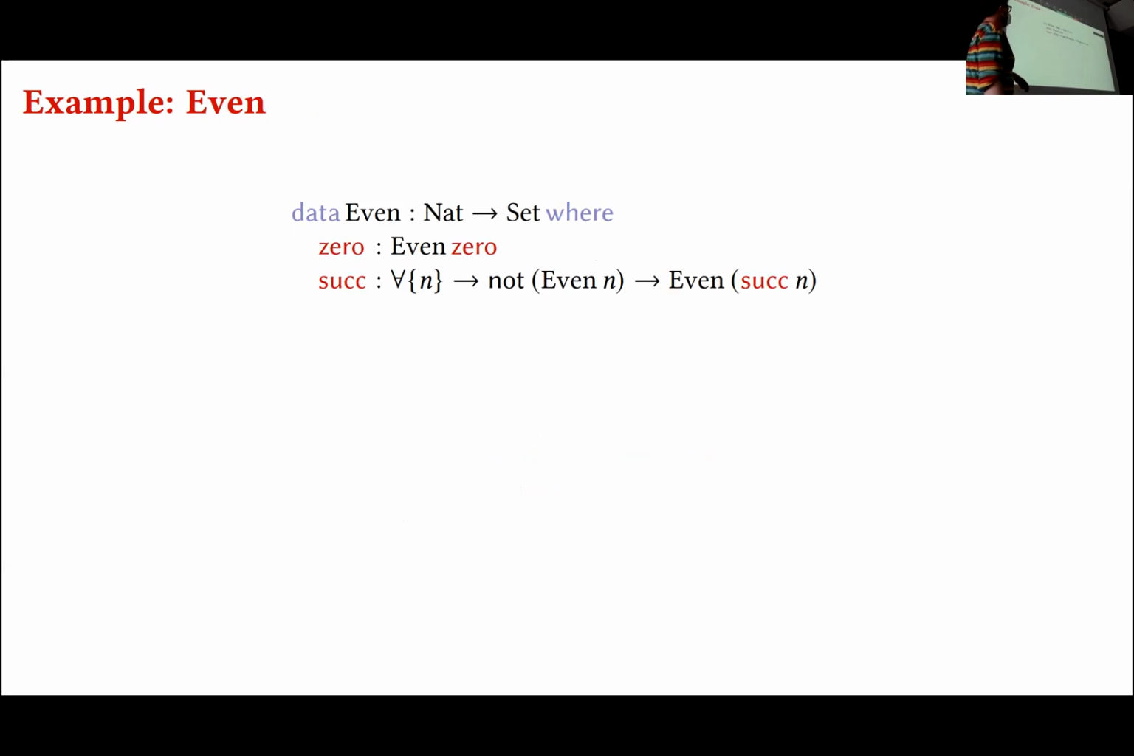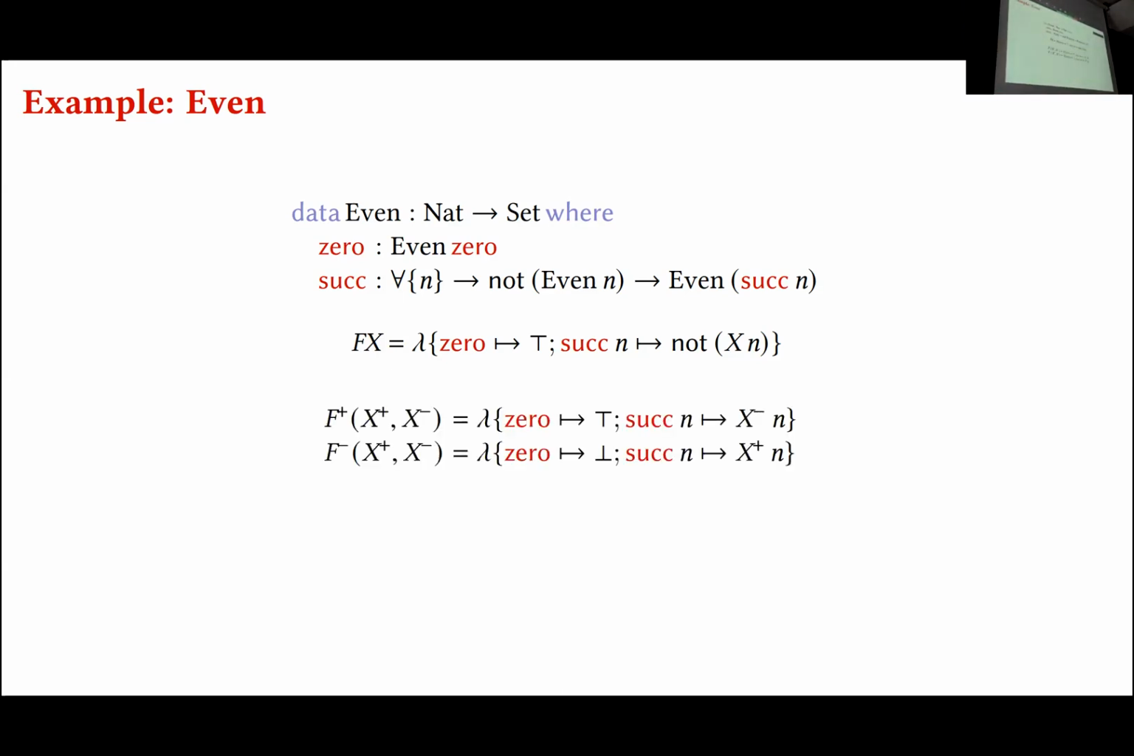And my final example: if we take this representation of even, where 0 is even and a successor is even if its predecessor is not even. Now the functor looks like this, where I use pattern matching to do the cases. So f of x, if it's 0, then this is the terminal object, which is true, of course. And then the successor is not the x factor. Separating these out, in the positive case, 0 is the terminal object. In the negative case, 0 is the initial object. And in the successor cases, we flip the positive and negative. Now you might be able to see where we're going here.